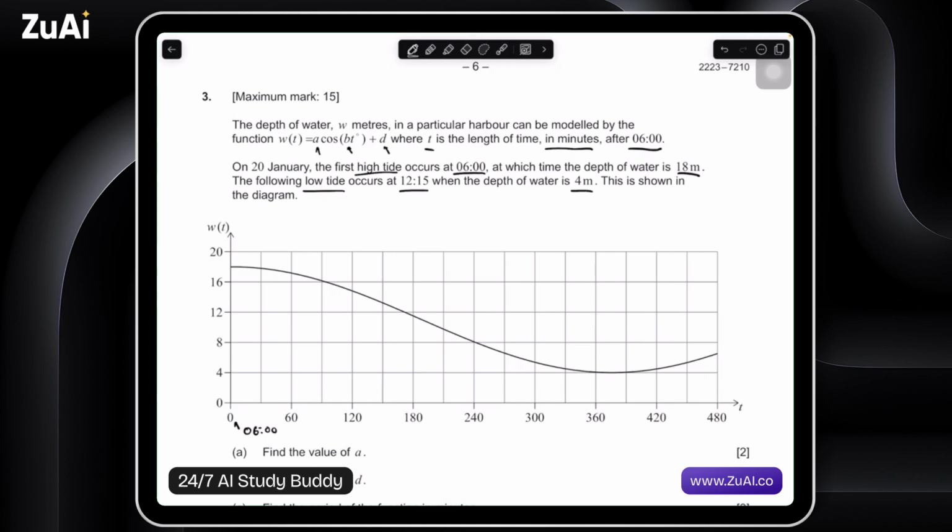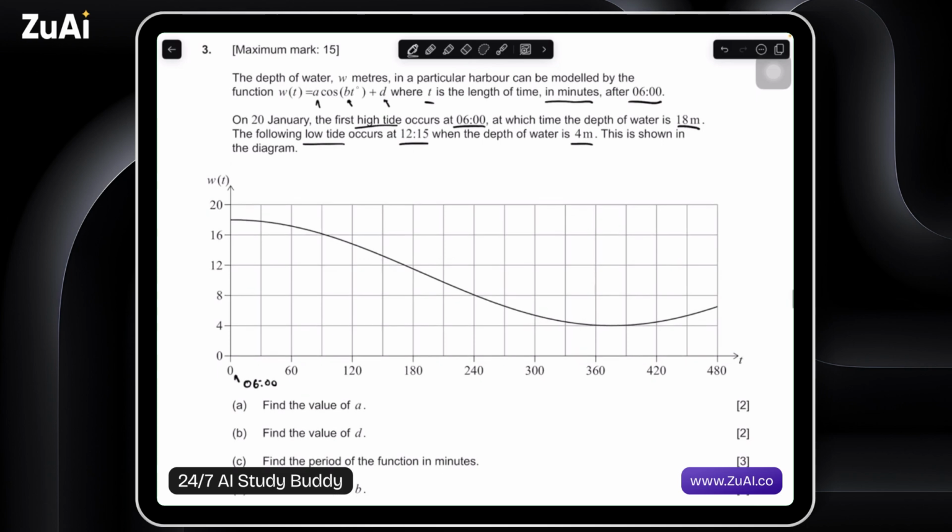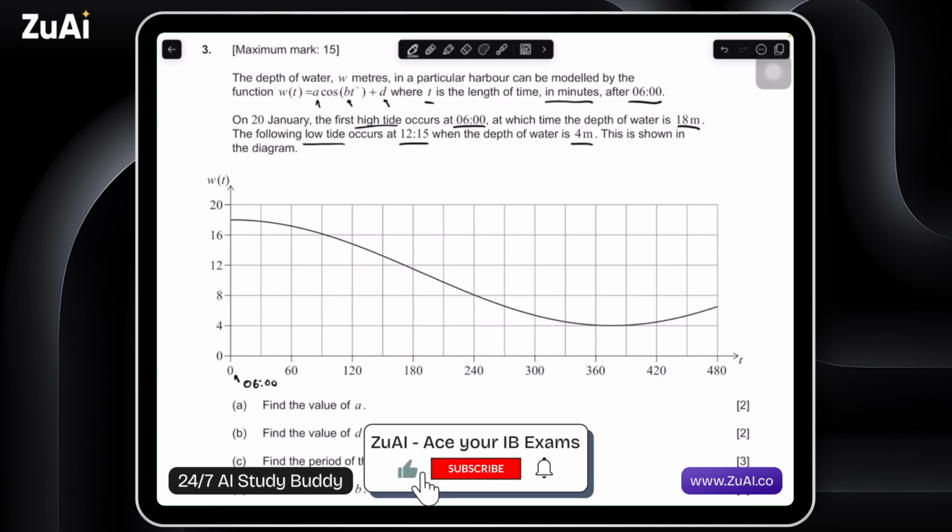All right, so let's go ahead. I'm going to give a brief explanation of trigonometric functions in general, and then we'll work through this problem, what these values of A, B, and D actually mean.